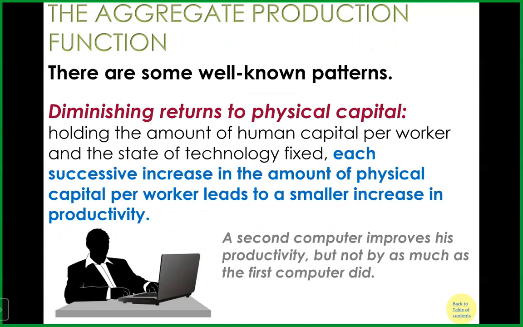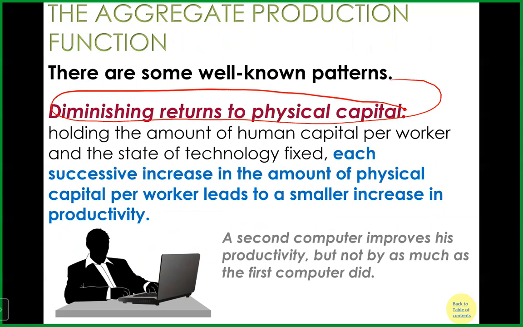By the way, the things I just explained in the previous slides, the last things I wrote down, is called a diminishing return to physical capital. Each successive increase in the amount of physical capital leads to a smaller increase in productivity. This successive increase, I call it marginal increase, it's the same thing. For example, a second computer improves your productivity, but not as much as the first one. It's diminishing return to physical capital.